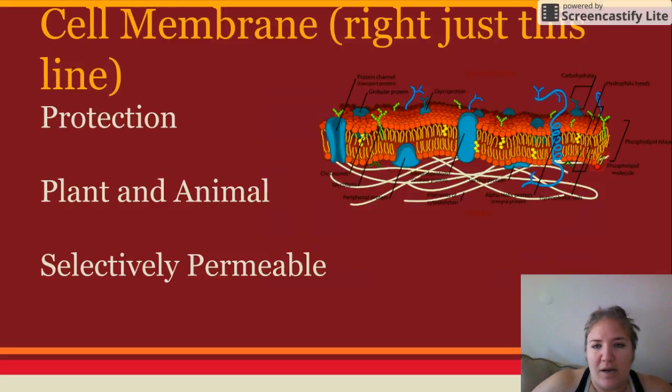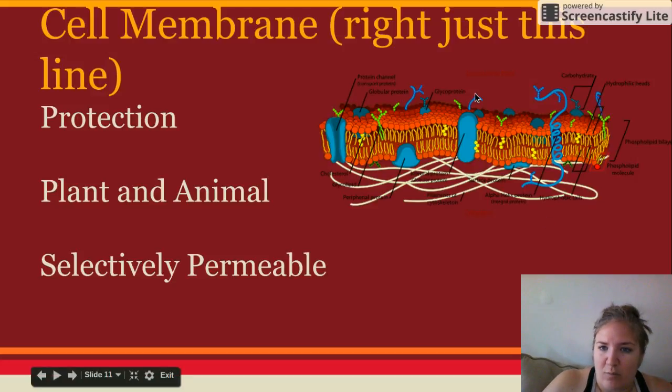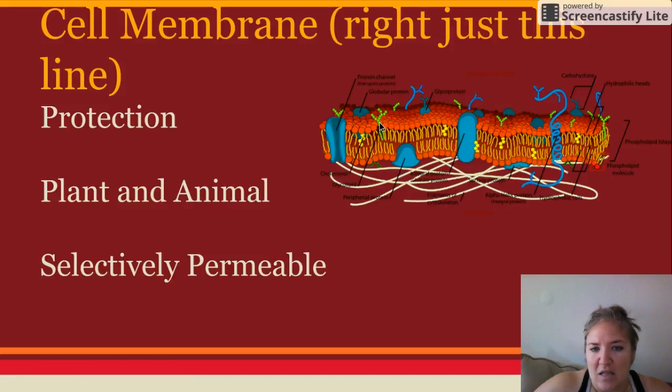The cell membrane is used in plant and animal cells, and it's for protection, but it's also considered selectively permeable. What we mean when we say selectively permeable is that different molecules can move into and out of the cell, and they usually have some type of transport, like right here, where this protein channel can move larger molecules through. And it is semi-permeable, so water can move in and out of the cell to maintain water equilibrium on the inside and the outside of the cell.